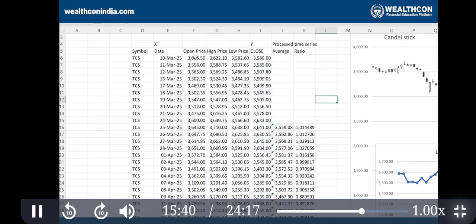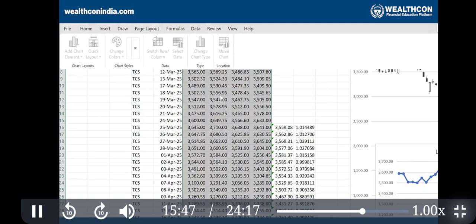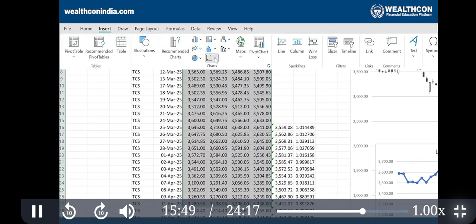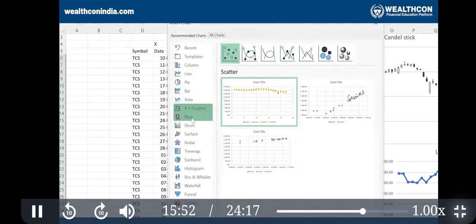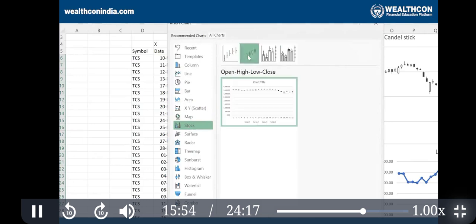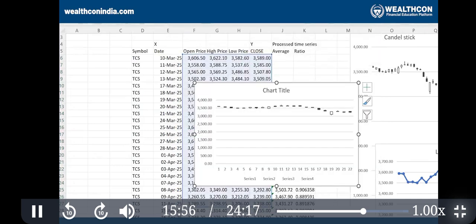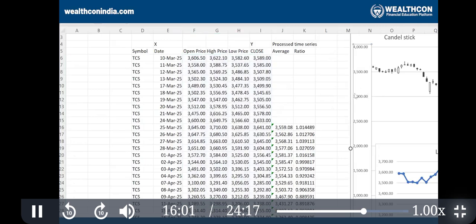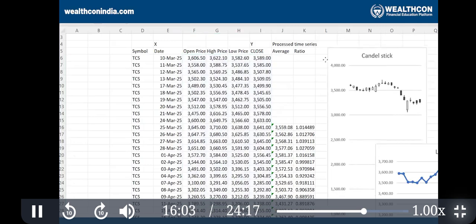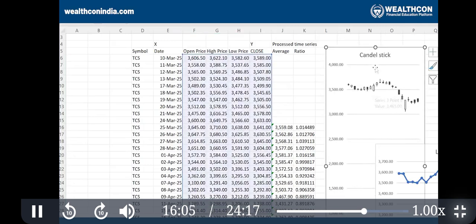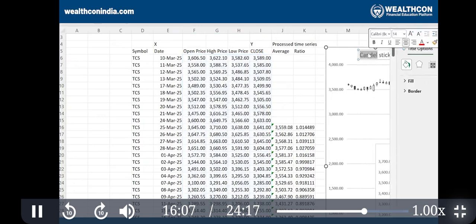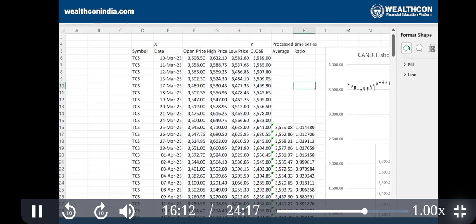If you want to plot all four prices, you can do that in Excel as well. Select all, go here, more scatter chart, stocks, and this is how you can plot. I already plotted it here and adjusted it. These are all four prices: open, high, low, close. And you might have seen this word candlestick. This is going to be repeated 100 times, so don't worry.